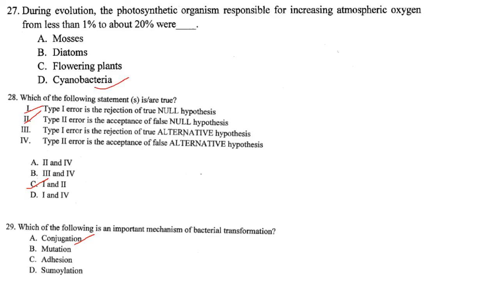Then during the evolution, the photosynthetic organism responsible for increasing atmospheric oxygen from less than 1% to about 20% is cyanobacteria. Answer is option D.